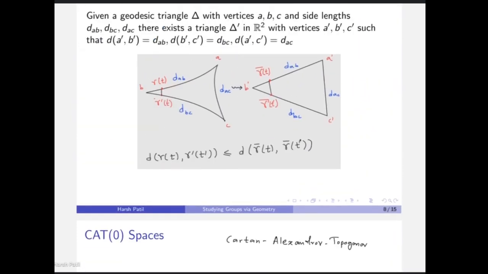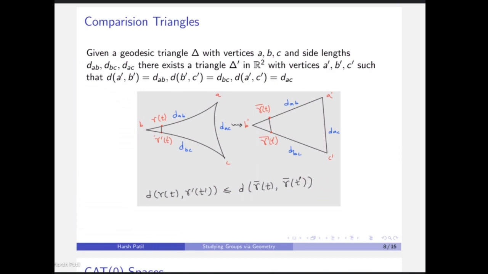Given a geodesic triangle, which just means there are three points, we consider the three geodesics joining these three points, and let's say they have side lengths distance AB, distance BC, and distance AC. Taking those three positive real numbers, we can construct a triangle in R2 with the same side lengths, and that triangle we call the comparison triangle. We call the corresponding points A', B', and C'.